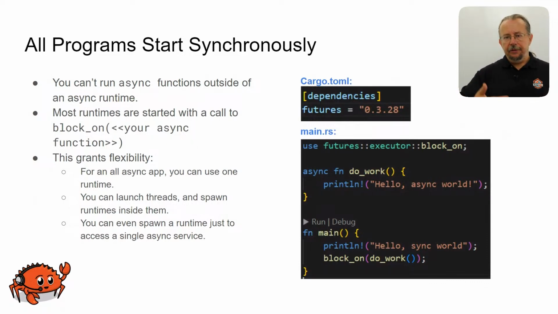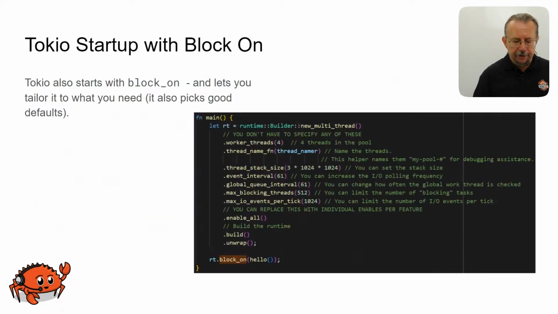Block on executes the first future. After that, once you're inside, you get access to all of the nice syntax sugar and macros and similar to make it easy to start writing some async code. Now, when you start with Tokio using block on, it's potentially a little more complicated.